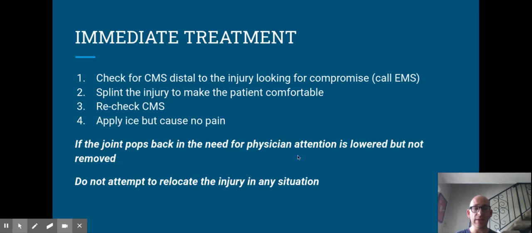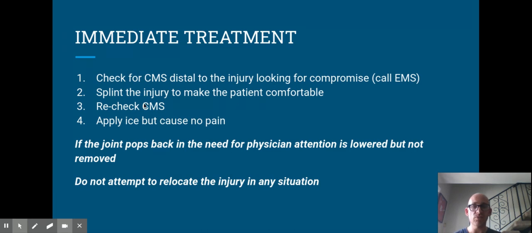If the joint does pop back in a subluxation, they still need to see a doctor, but perhaps it doesn't have to be lights and sirens to the ER. Perhaps it could be next day, go to the specialist. After you have checked that, we want to splint the injury and make the patient comfortable. When that arm is dislocated or that elbow, gravity is pulling on the injury, and it gives more pain to the patient. So you want to splint it so it's supported and held so that they're comfortable.